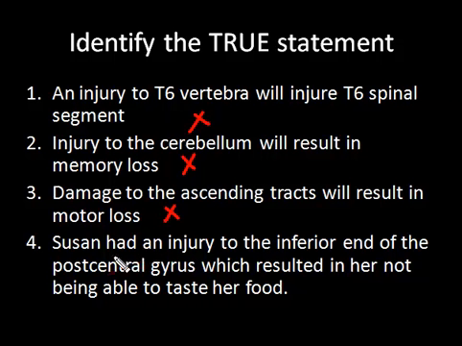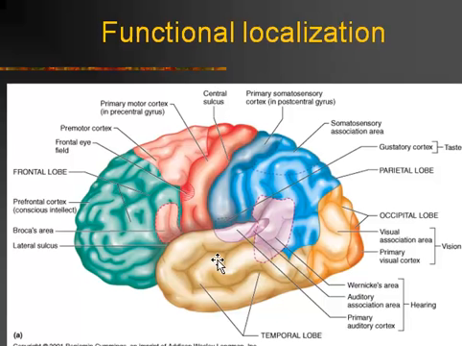And let's look at this last statement, which says Susan had an injury to the inferior end of the post-central gyrus, which resulted in her not being able to taste her food. And here I want you to look at the functional localization of the brain. You can see that this is the central sulcus. In front of it is the precentral gyrus, which is the primary motor cortex. That is, motor fibers begin from here and go down. So this is part of the frontal lobe. Behind the central sulcus, this area is the parietal lobes, and this gyrus is called the post-central gyrus.